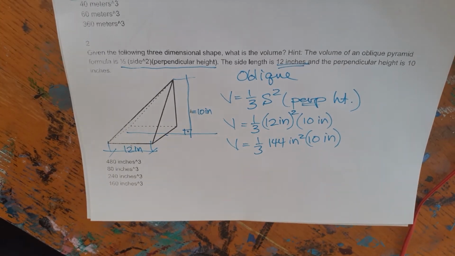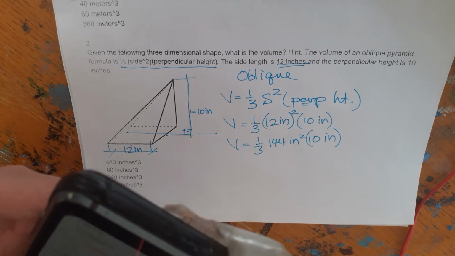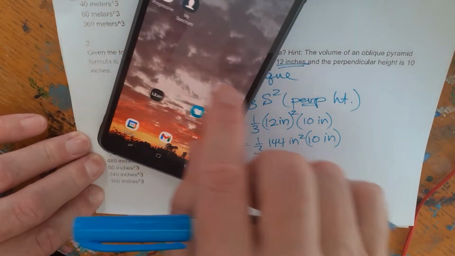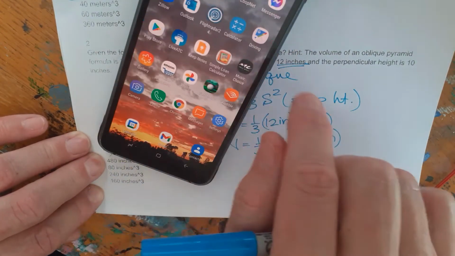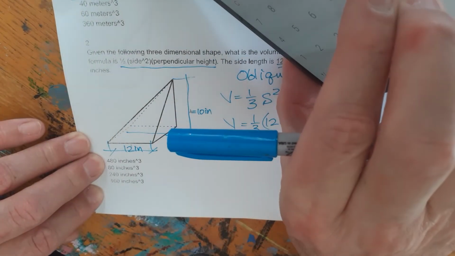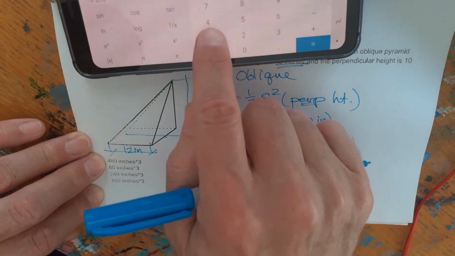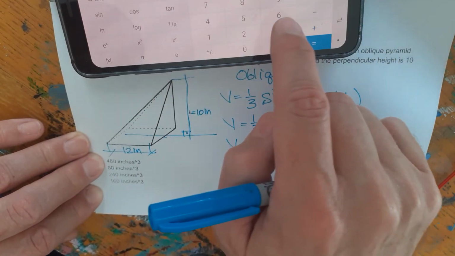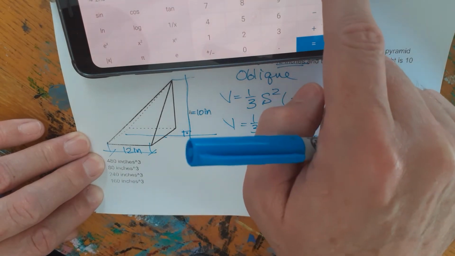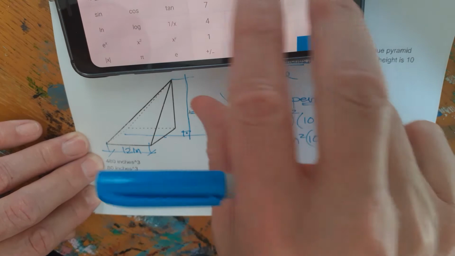144 times 10 divided by 3. Don't be afraid, and I'm going to model this for you, right? Don't be afraid to use your calculator out of your phone. Clear this out. Remember, you can slant it this way to see the extended calculator. We really don't need it in this case, but take your 144, divide it by 3, equals 48, and then just say times 10. We can do it all in one.